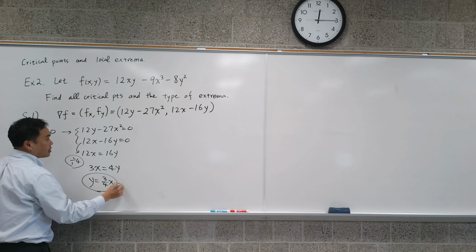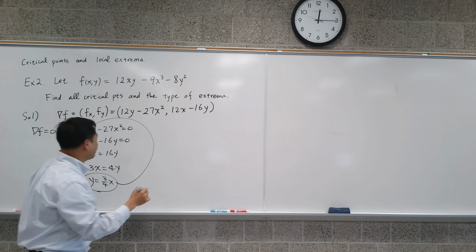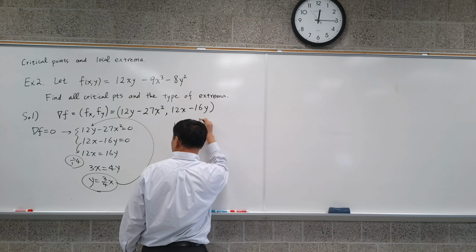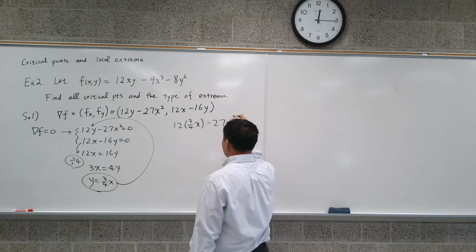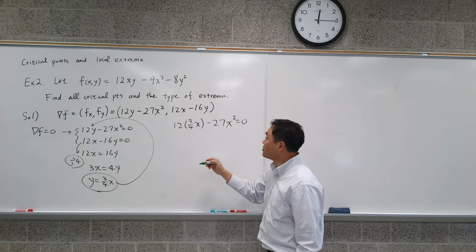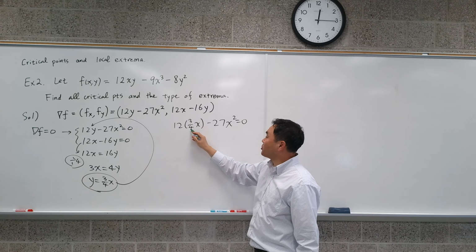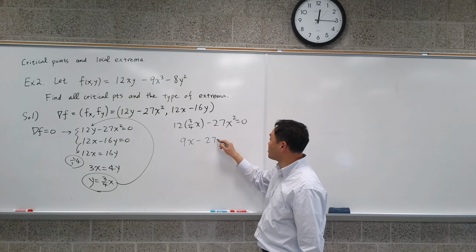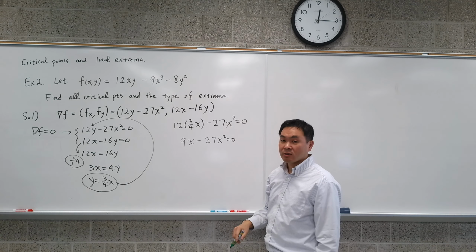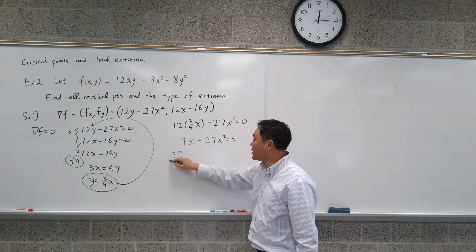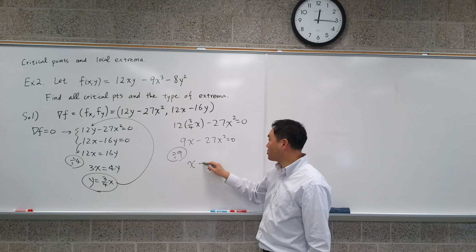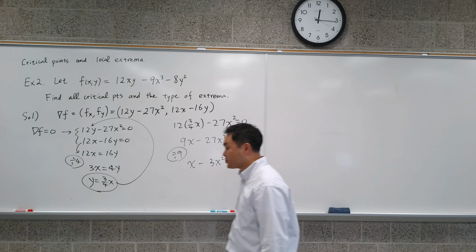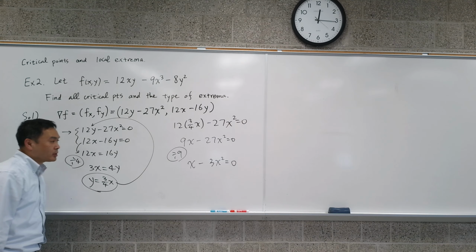Okay. Now plug that in here and see what we get. That's 12 times 3/4 of x minus 27x squared equal to 0. And then 12 divided by 4 is 3, and then 3 times 3 is 9, so that becomes 9x minus 27x squared equals 0. This time I can divide both sides by 9 to make it simpler before doing anything. So that's what you get.